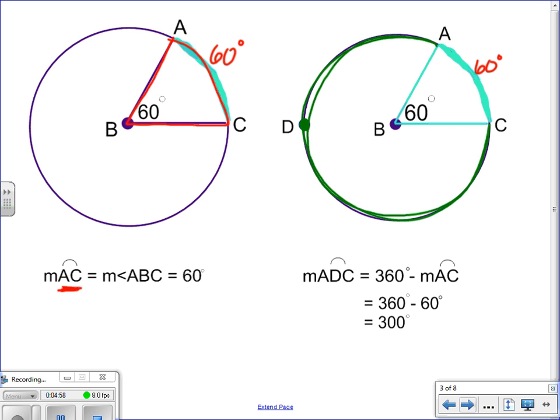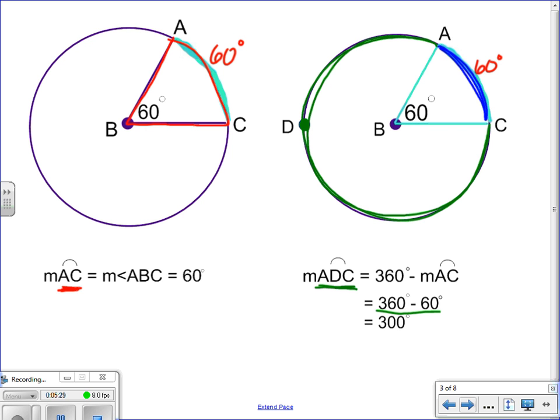Okay, so then any major arc needs 3 letters. Okay, so now to figure out the measure of arc ADC, I know a full circle is 360 degrees. So if I know I have 60 degrees right here for the minor arc, I'm just going to take 360 and subtract the minor arc, and then I'm left with the major arc. So hopefully that makes some sense.